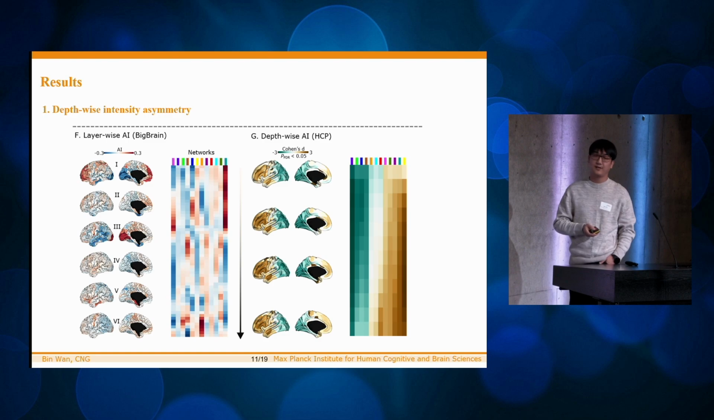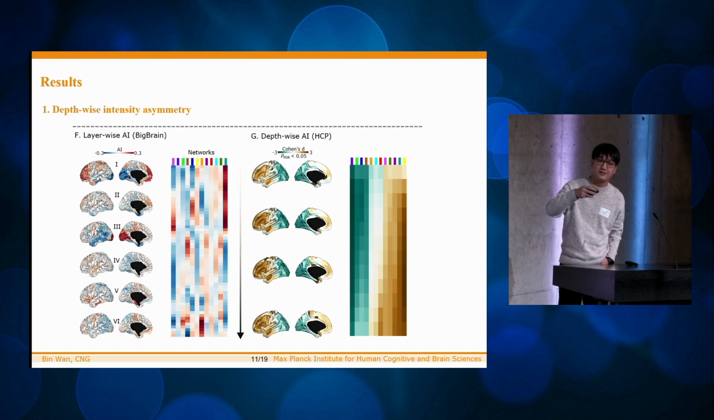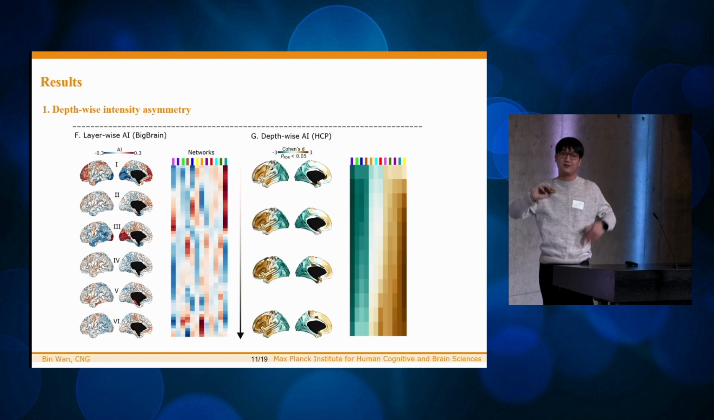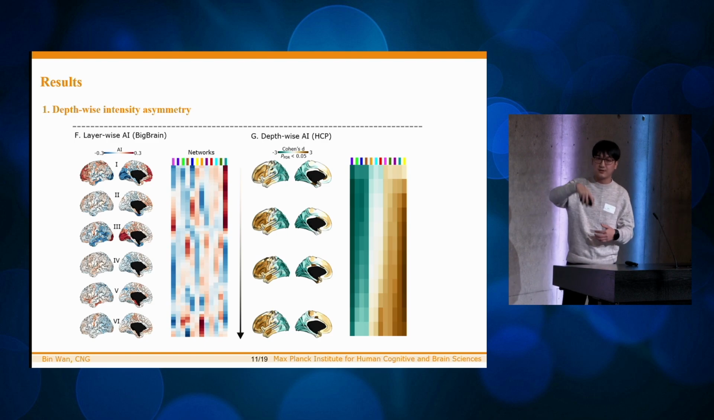For the layer-specific asymmetry, we find that for the BigBrain, the asymmetry can vary along the cortical depths. For example, for the language, the very lateralized region, the superficial layers showed very high left lateralized feature, but the deep layers showed a little bit right lateralized asymmetry. And for the in vivo HCP data, the language networks showed the same direction for the left lateralized asymmetry, but it also showed a little bit of variation along the cortical depths.